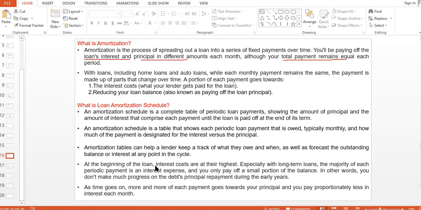At the beginning of the loan, the interest costs are at their highest. Especially with long-term loans, the majority of each periodic payment is an interest expense, and you only pay off a small portion of the balance. In other words, you don't make much progress on the debt's principal repayment during the early years. And as time goes on, more and more of each payment goes toward your principal, and you pay proportionately less in interest each month.